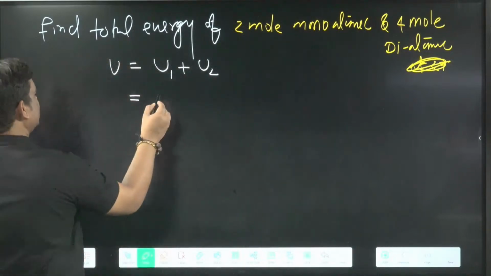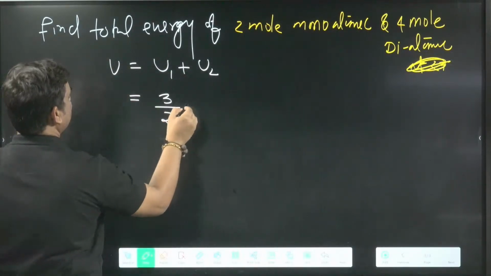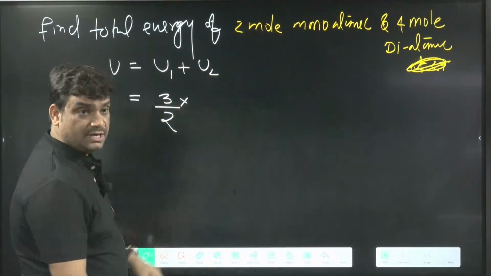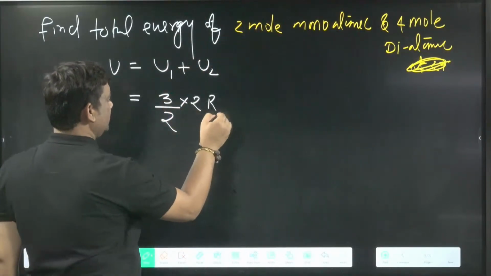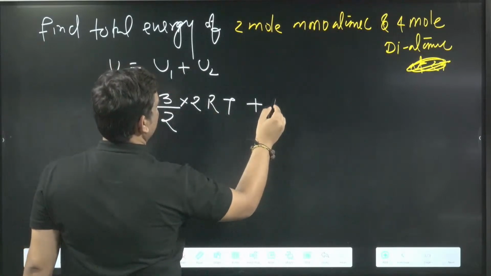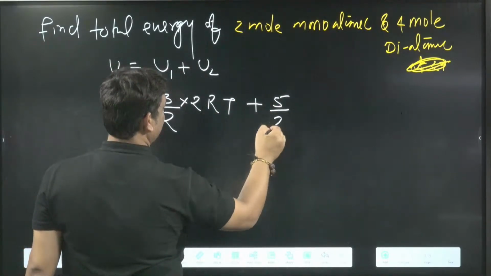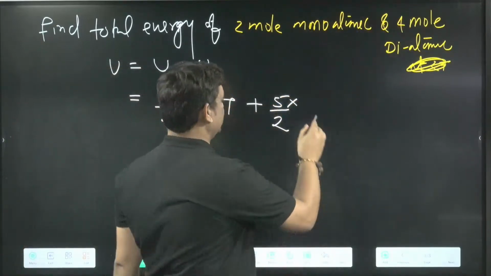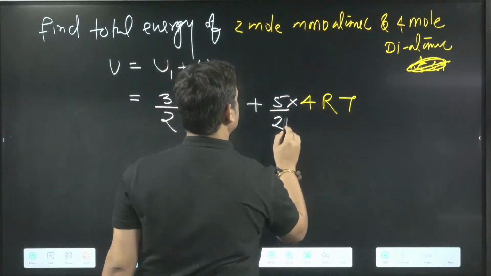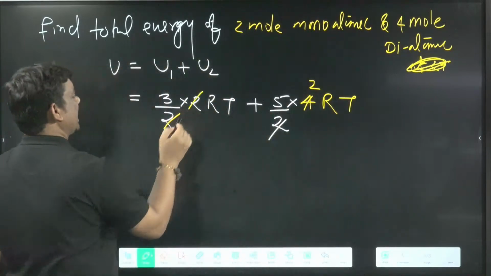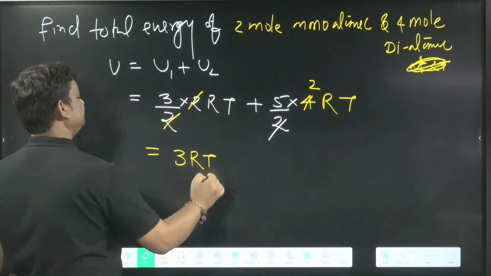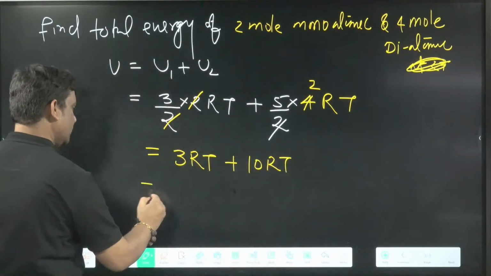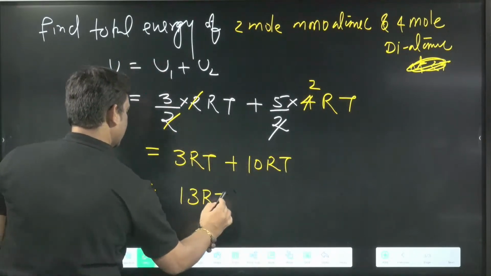For the mono, degree of freedom is 3, so 3 by 2, and moles for the monoatomic is 2, so we get 3 RT. Plus for diatomic, 5 by 2, and moles for the diatomic is 4, so we write 5 by 2 into 4 RT. The 2 cancels, so this becomes 3 RT plus 10 RT. So finally the answer becomes 13 RT.